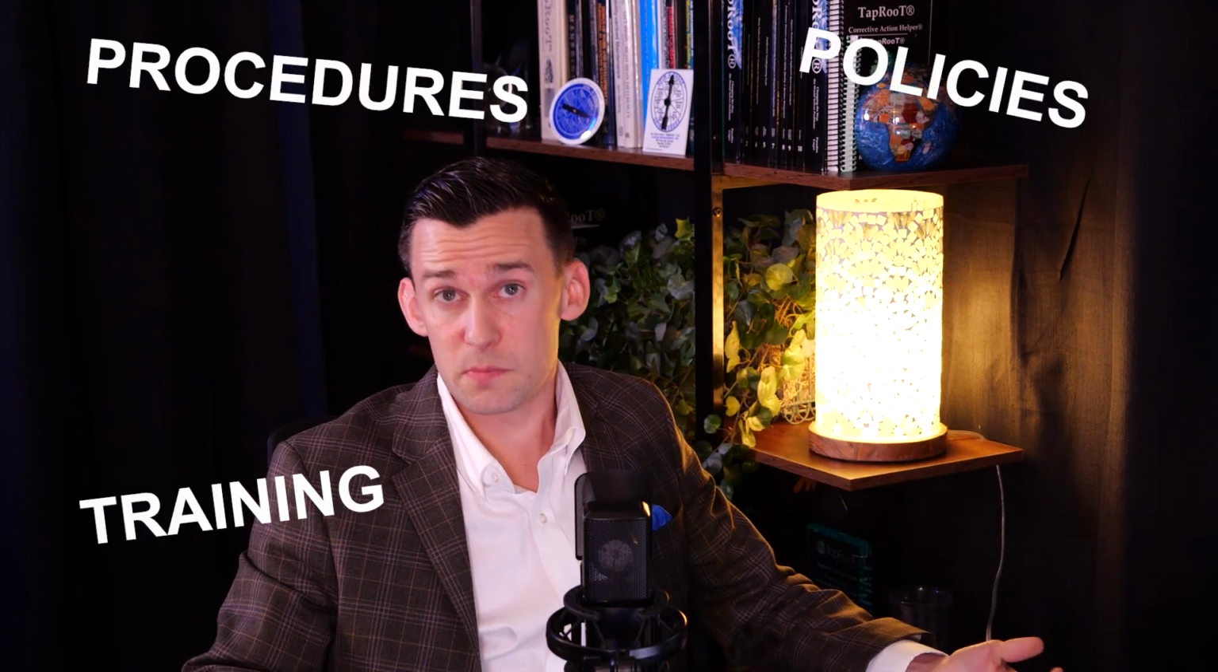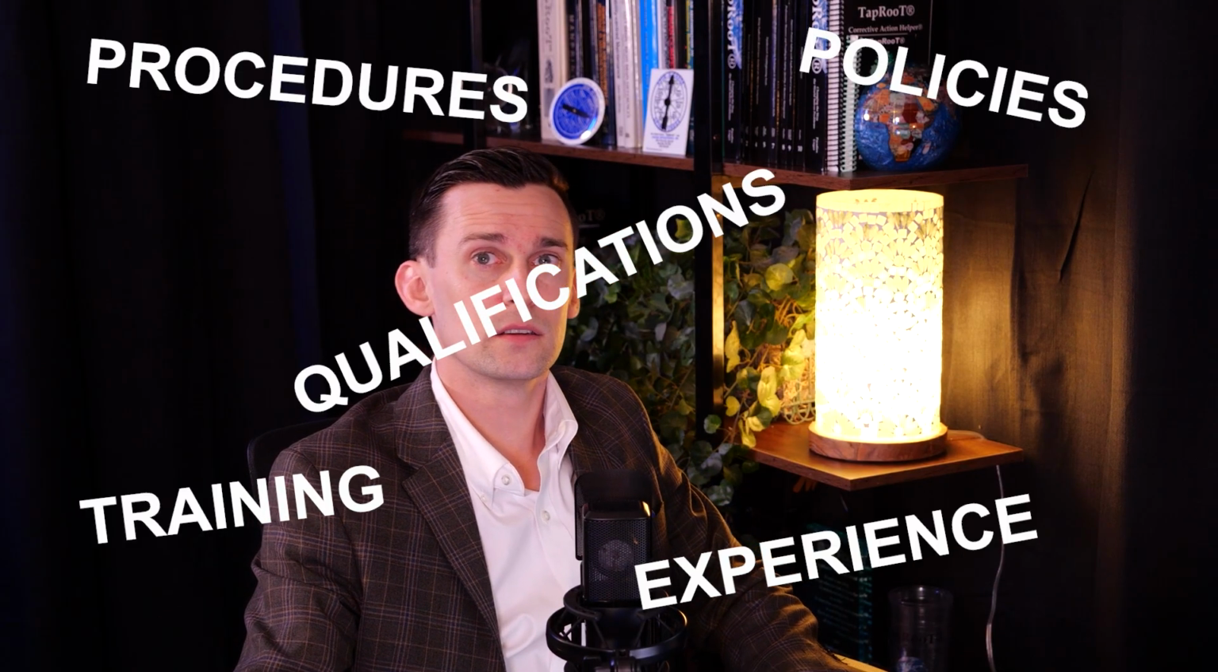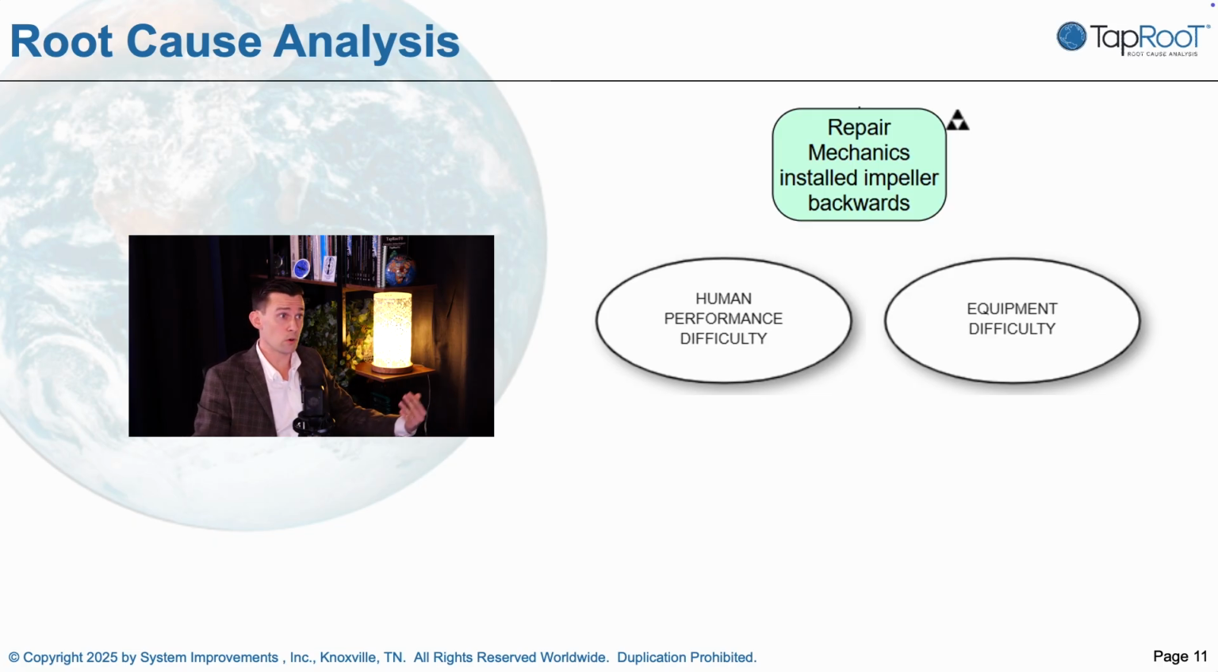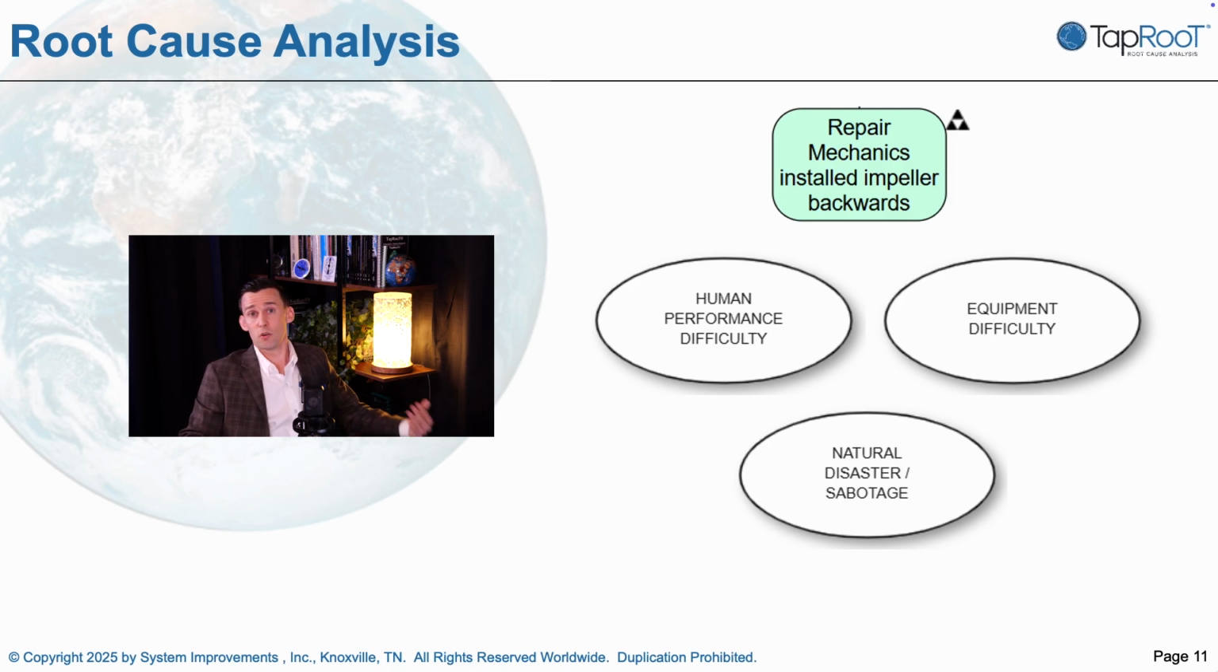And so now that we have understood what happened, we installed the impeller backwards. That was our equipment troubleshooting. Now we need to start looking at the human side. We can start digging into what are all of the things about the training, the policies, the procedures, the experience, the qualifications of the mechanic. We need to look at human performance difficulties and start going down that path. We need to look at equipment difficulties. Maybe there was some extra failure or poor design that led to this issue. And then we never need to throw out the possibility of some kind of natural disaster or sabotage. So for every human mistake, we always want to look at these 3 categories to do due diligence. We let the evidence take us where it will.